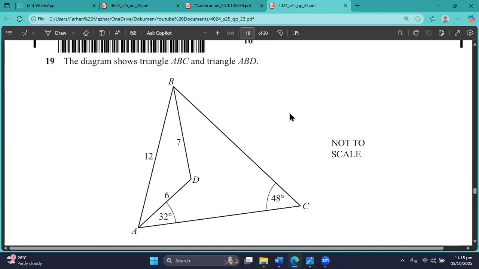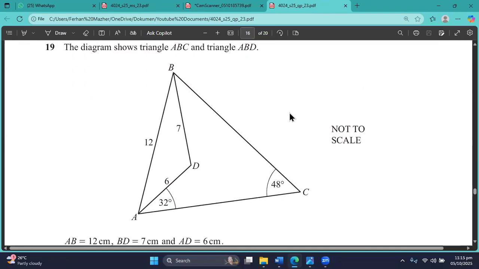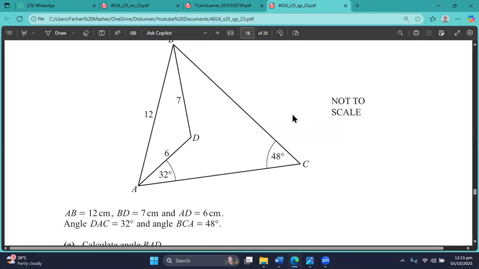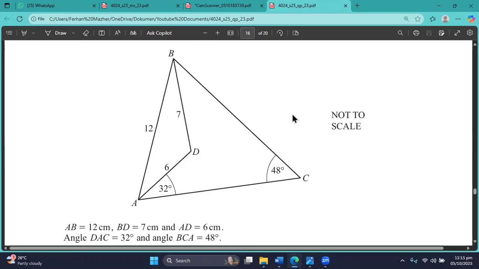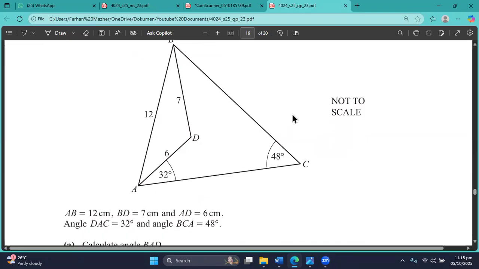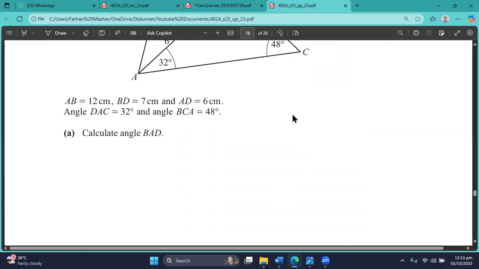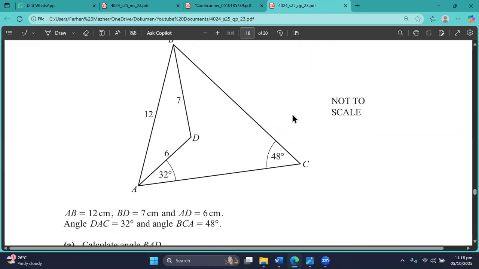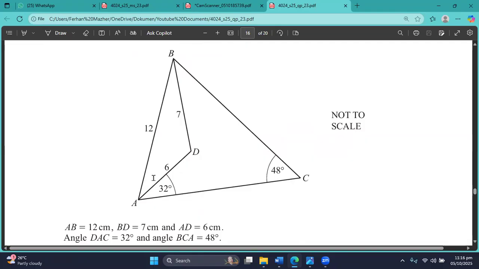The next question, question number 19. The diagram shows triangle ABC and triangle ABD. And it says AB is 12 centimeter, BD is 7 centimeter, and AD is 6 centimeter. The angle DAC is 32 and the angle BCA is 48. Calculate the angle BAD. They want me to find out this angle.